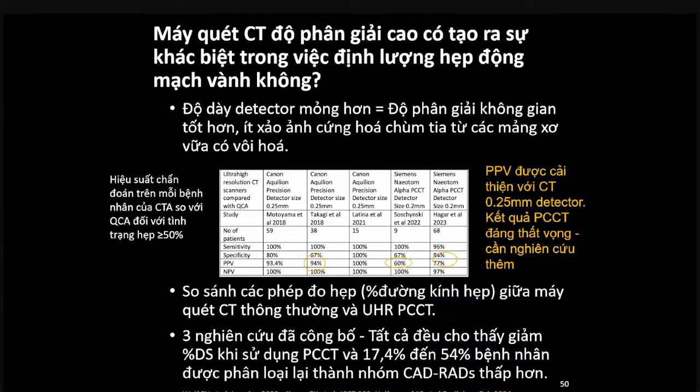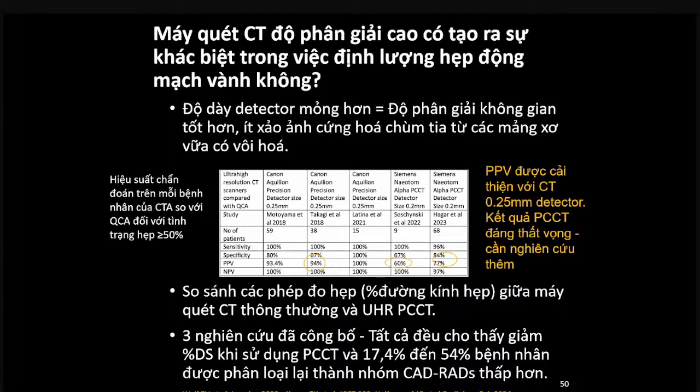So the question is, do the newer high-resolution CT scanners make a difference for quantifying coronary stenosis? Because smaller detector size means better spatial resolution, less blooming, and less beam hardening artifacts. You can see that with the Canon scanner 0.25, the results are pretty good and the positive predictive value is pretty high. With the Siemens scanner, the positive predictive value is not as high as we would like, but this may be a result of the small size of the studies, so we need more results.